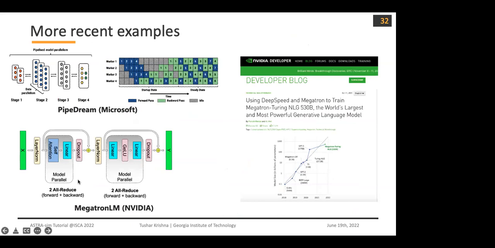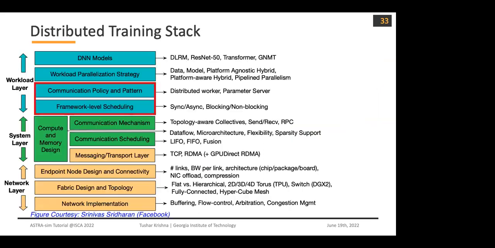And there are even more sophisticated schemes, Microsoft's PipeDream, NVIDIA's Megatron. There was an interesting article a few months back where NVIDIA talked about how they used Microsoft's DeepSpeed method and Megatron to train the Turing NLG model, which has 530 billion parameters. So essentially, people are developing very interesting schemes to manage the memory overhead and the amount of communication, right? That's the main thing I want to convey here.